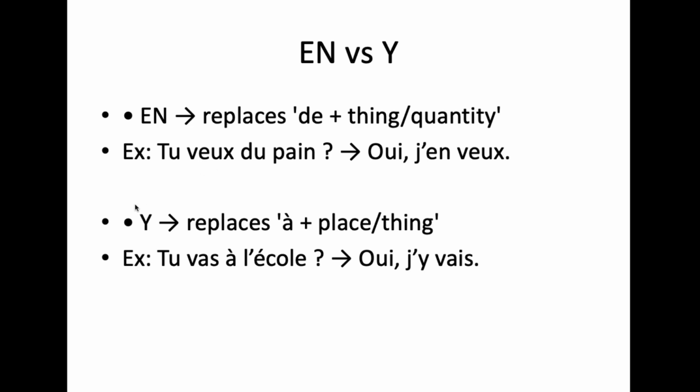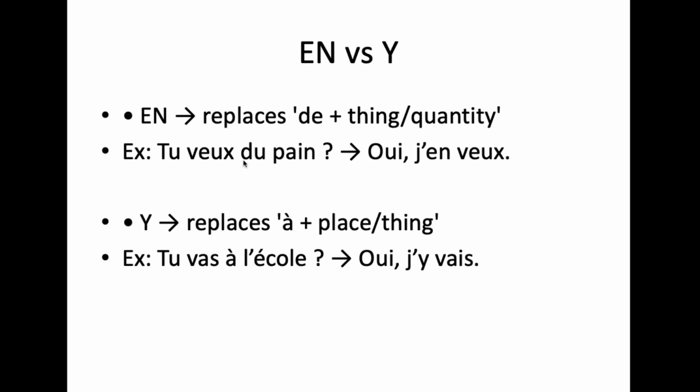Y can also replace a complement, however it will be for à plus a place or something. So as you can see, en and y are there to replace a complement, but both of them won't be used in the same case; depending on what kind of article or preposition introduces the complement, we will use either en or y. So, tu veux du pain? Oui, j'en veux. In this case, we cannot put y there. We cannot say oui, j'y veux, because the complement is introduced by de, or one of its variations, like du, de la, de l', des.